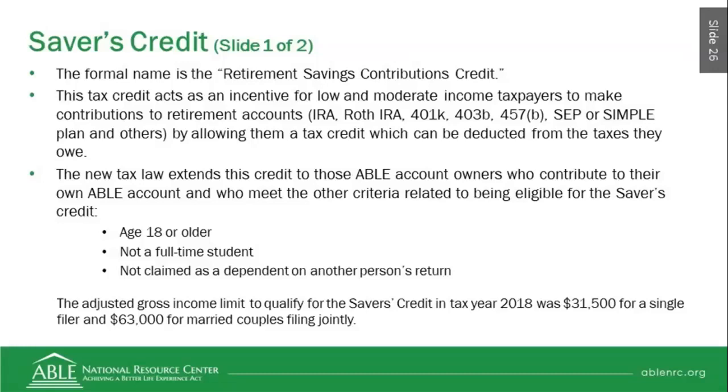The new law extends the credit to ABLE account owners who contribute to their own ABLE account, and they meet other criteria related to being eligible for the Savers Credit, as shown on your screen. Age 18 or older, not a full-time student, and not claimed as a dependent on another person's tax return. The adjusted gross income limit to qualify for the Savers Credit in tax year 2018 was $31,500 for a single filer and $63,000 for married couples filing jointly.